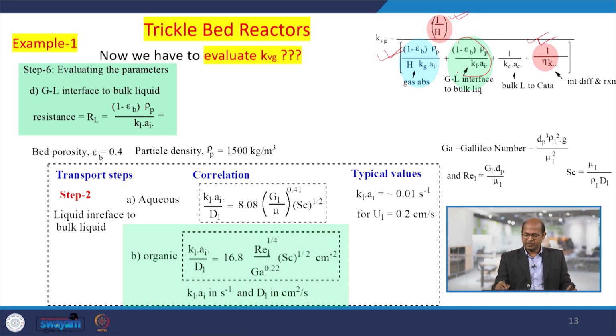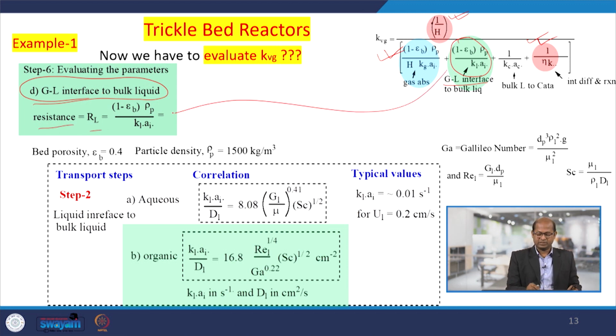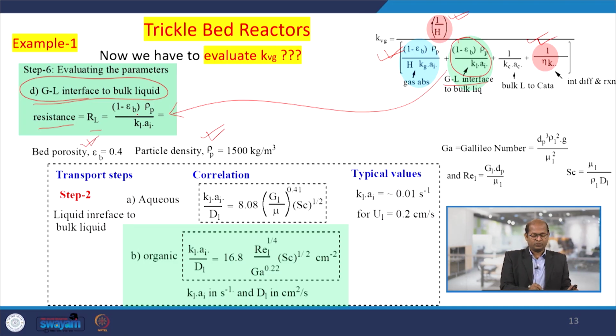Now, the KL Ai value we have to find out. This is the resistance from the gas liquid interface to the bulk liquid, where component A is transferring, that is where mass transfer happens. That part we want to evaluate, the transfer of component A from the gas liquid interface to the bulk liquid. The resistance RL equals 1 minus EB times rho P by KL Ai. Here rho P, the particle density, is given, and bed porosity is given. So, only KL Ai you have to find out. For that you have to use a correlation.